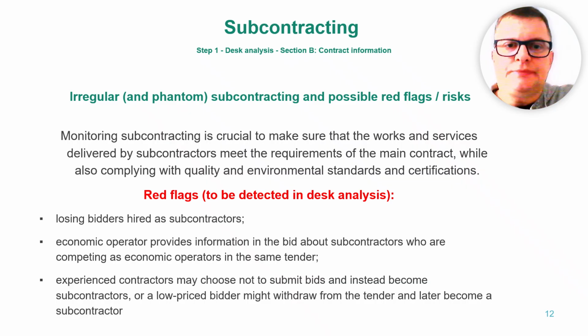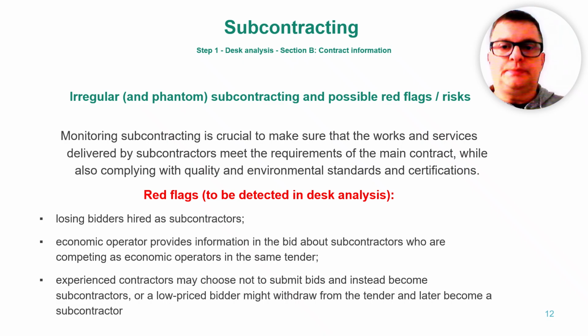Monitoring subcontractors is really important. It makes sure the work they do actually gets delivered, meets the quality promised in the main contract, and respects environmental standards or certifications. If subcontracting is irregular or even phantom, meaning the subcontractor exists only on paper, money can be wasted, and the project may fail to deliver real benefits. Here are some warning signs that you can spot during desk analysis, even just by looking at the documents. That is, by reviewing contracts, bids, and reports without even visiting the site.